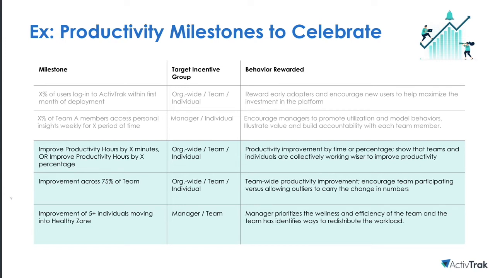Improvements in workload balance are the most effective when targeting and rewarding at the team and manager level. Increases in shifting teammates to healthy zones suggest that the team has identified ways to redistribute the workload and that the manager has reallocated work to prioritize wellness and efficiency.